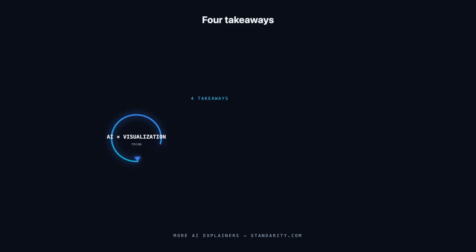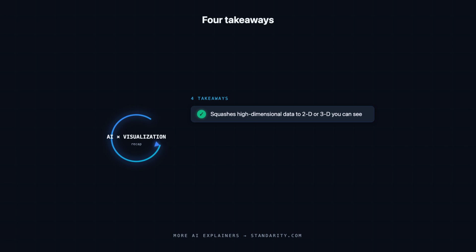Okay, let's pull it all together into 4 takeaways worth keeping. This technique visualizes high-dimensional data by squashing it right down to 2 or 3 dimensions that you can actually look at and reason about. Unlike PCA, it's nonlinear and preserves local neighbor structure, turning raw distances into neighbor probabilities and then nudging the points until those probabilities match across both dimensions.